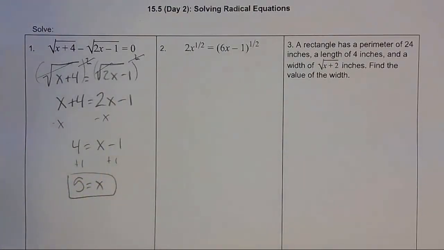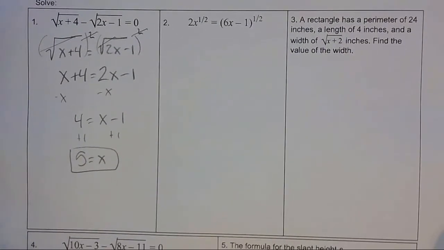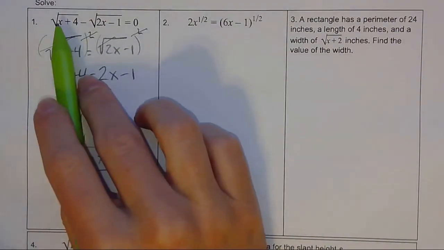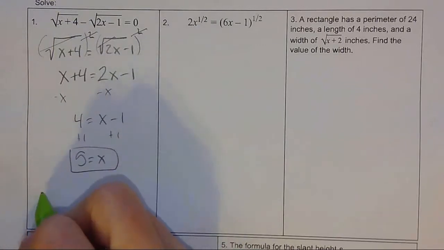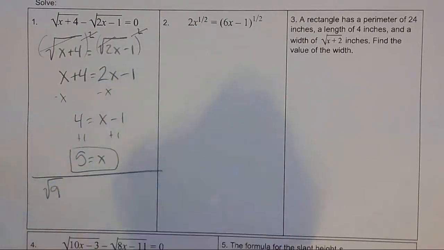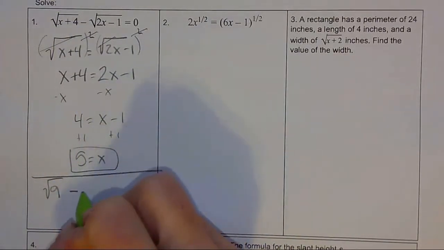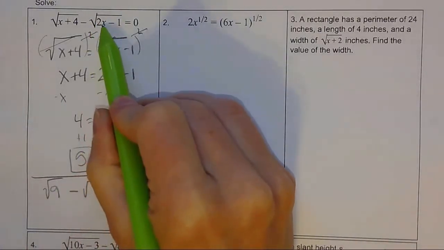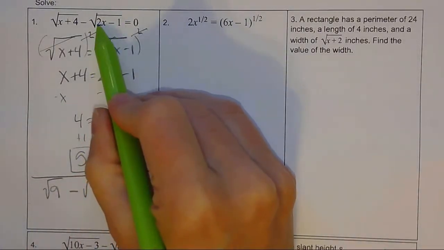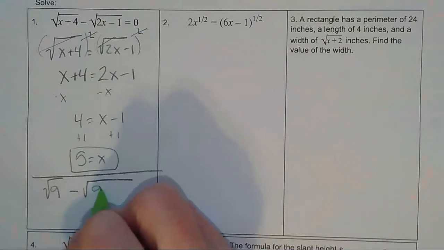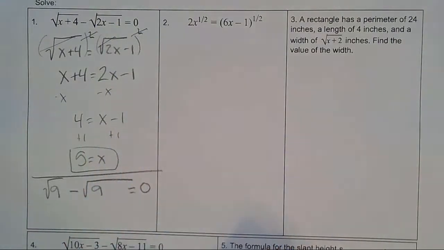Okay, but you're going to have to do some checking because you just got to make sure these work. So you can check them by hand or check them in that calculator emulator. I'm just going to do it by hand. 5 is a pretty easy number. So 5 plus 4 is 9, square root of 9. So this is me checking it. Minus square root, 2 times 5 is 10, 10 minus 1 is 9.